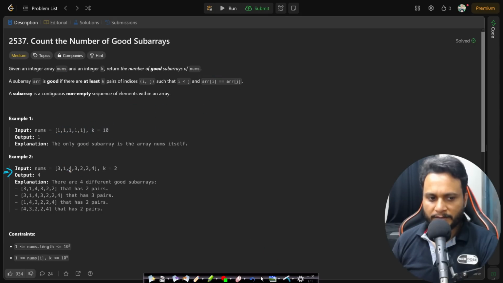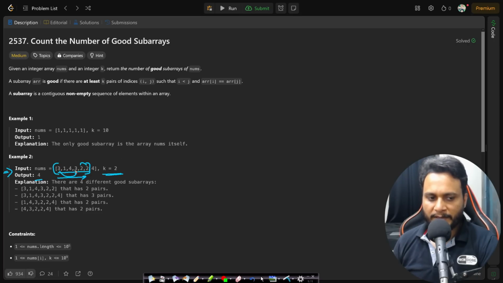Similarly, if you look at the second example, with k equals 2, then there are 4 good subarrays. The first good subarray can be 3, 1, 4, 3, 2, 2. Here the pair 3, 3 is equal and 2, 2 is equal. So there are 2 equal pairs.